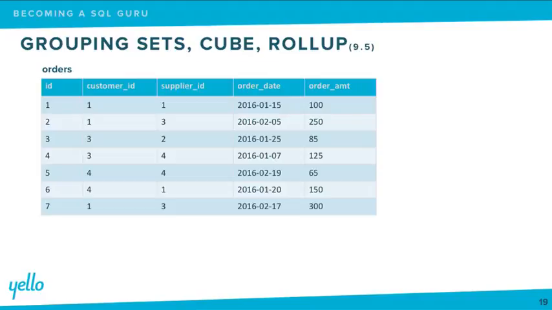So we're going to look at a couple examples. So in addition to our customers and suppliers table, now you can remember the orders table. So in this example, we have a reference between customer ID and supplier ID. We have the date of the order and the dollar amount of their order.